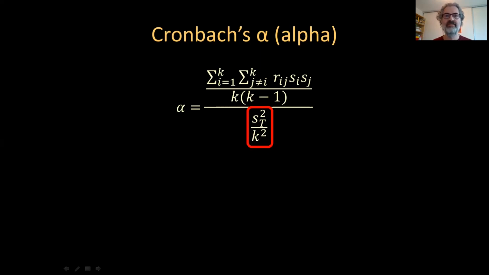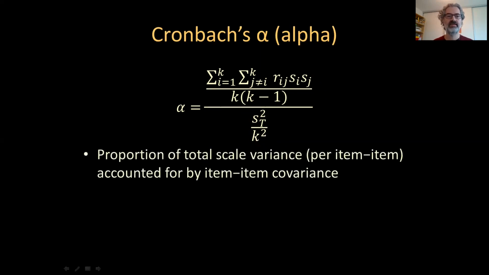So the variance of the total test scores that is assigned to each cell on average is this ratio. If there are 100 cells, each of the cells should account for 1/100th of the total variance. And this is how much it actually does account for. So alpha, in a sense, is the proportion of total scale variance per cell, so per item pair, that is actually accounted for by item pair covariance.